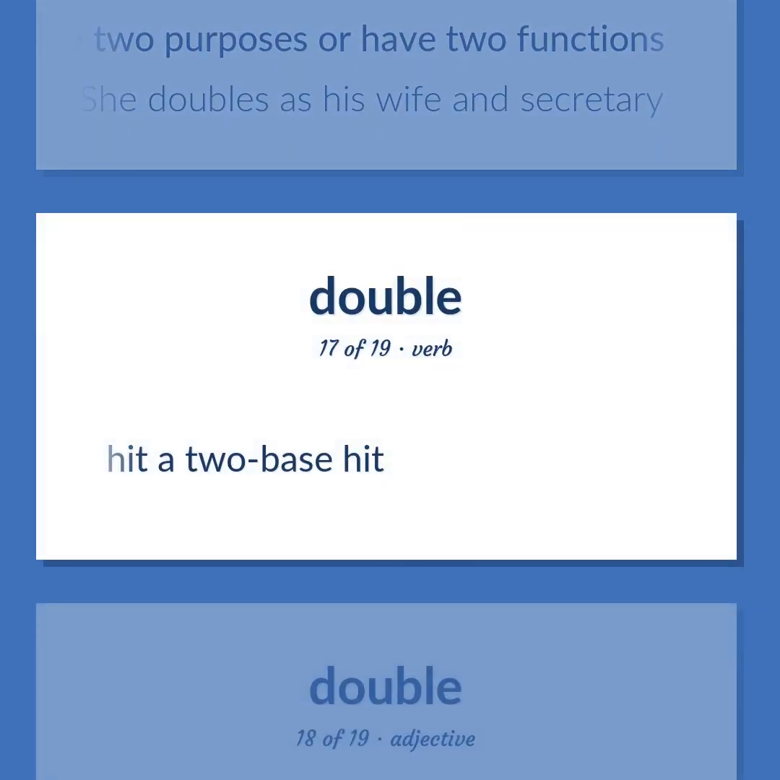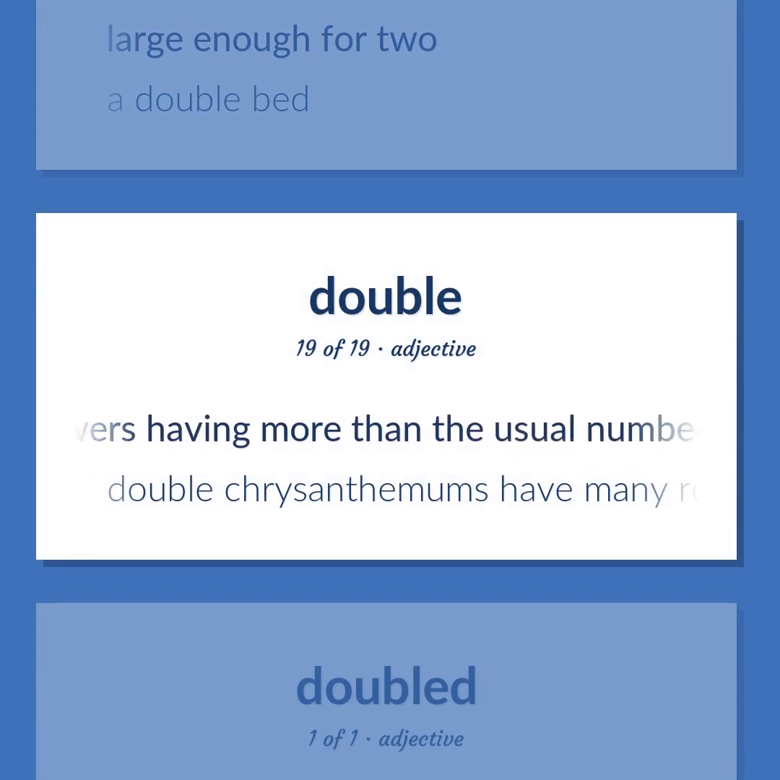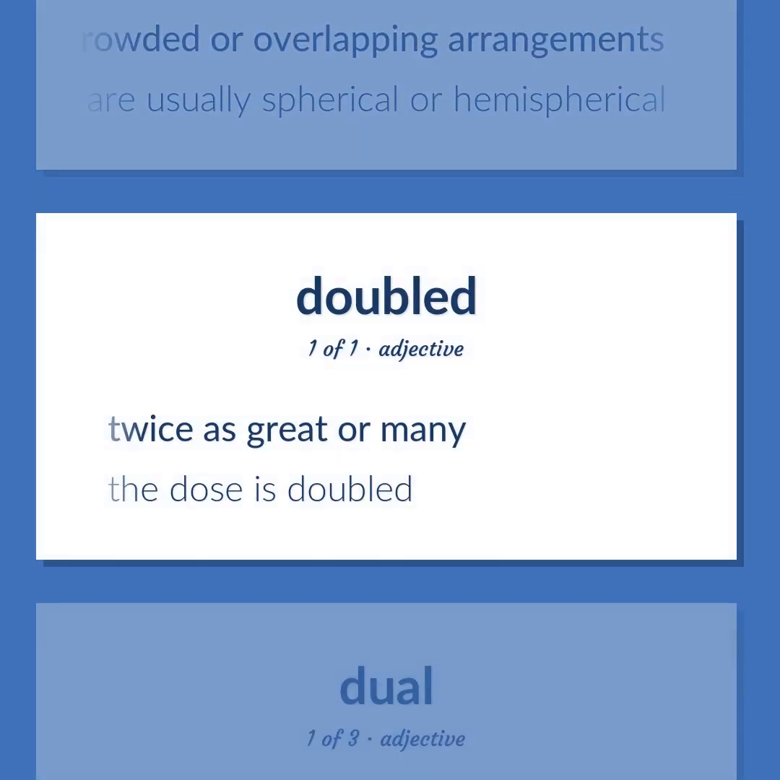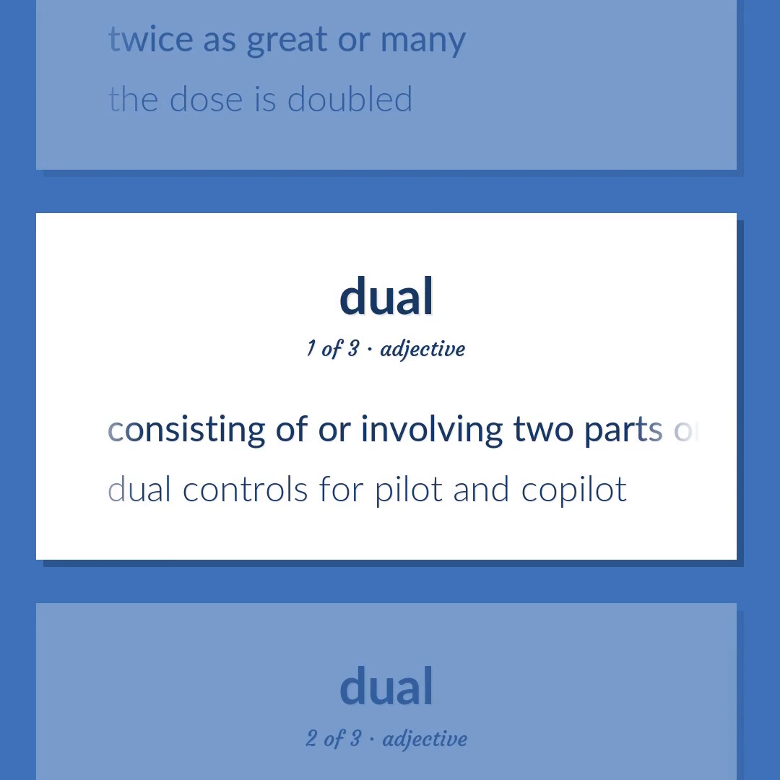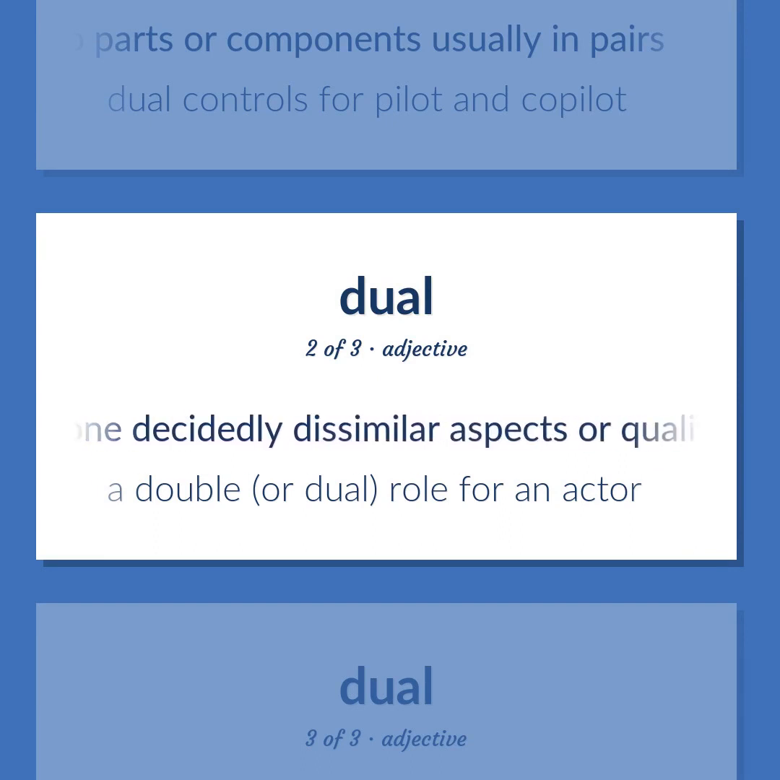Hit a two-base hit. Large enough for two. A double bed. Used of flowers having more than the usual number of petals in crowded or overlapping arrangements. Double chrysanthemums have many rows of petals and are usually spherical or hemispherical. Twice as great or many. The dose is doubled. Consisting of or involving two parts or components usually in pairs. Dual controls for pilot and copilot. Having more than one decidedly dissimilar aspects or qualities. A double, or dual, role for an actor.